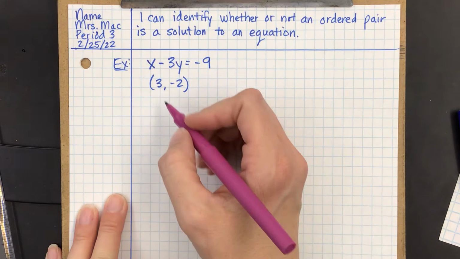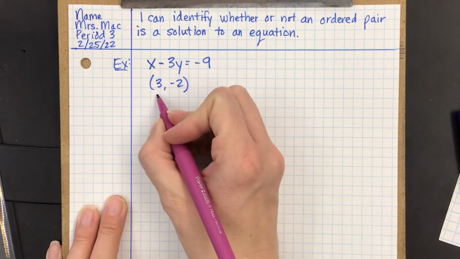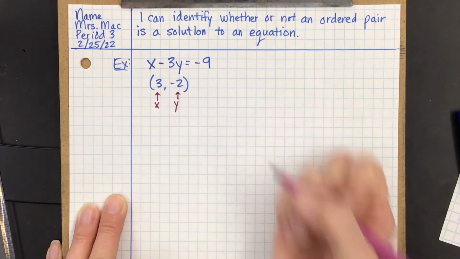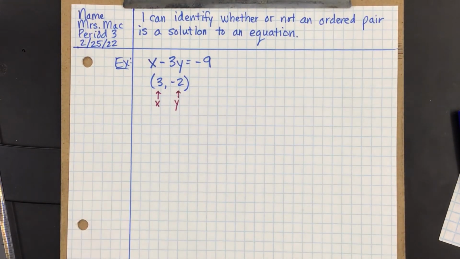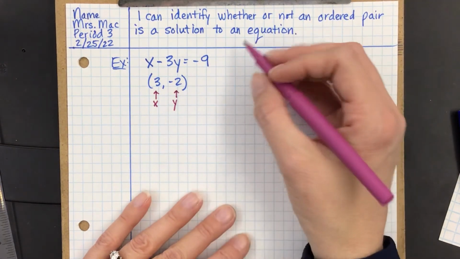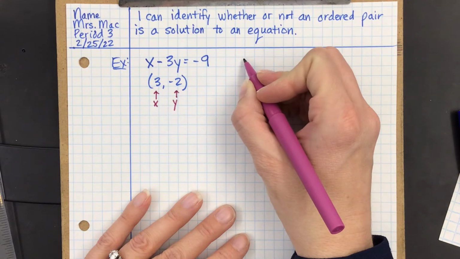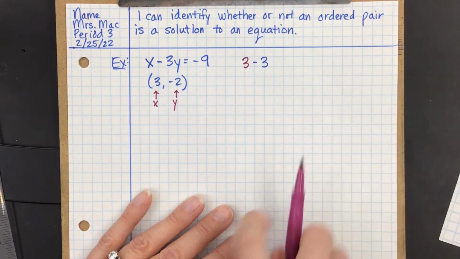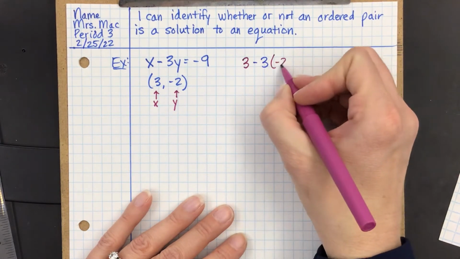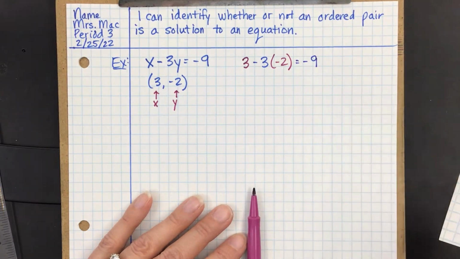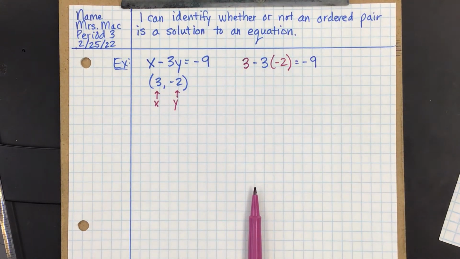And I want to remind you that in an ordered pair, this is your x value, and this is your y value. So what we're going to do is plug in our x and our y here into our equation and just see if the equation is true. Okay. So all I did is I plugged in 3 for x, -2 for y, and now I'm going to simplify it.